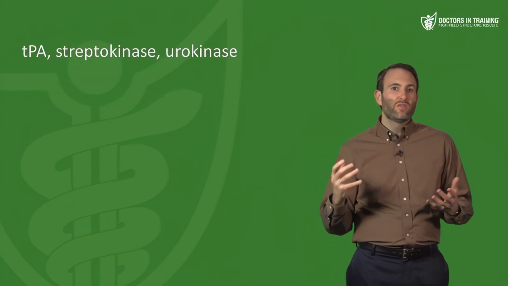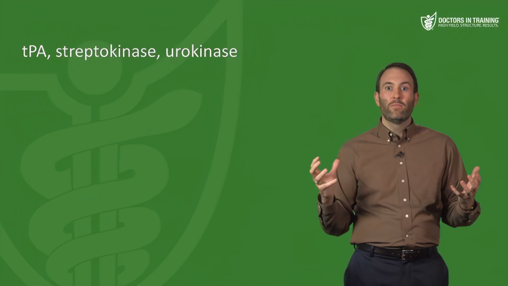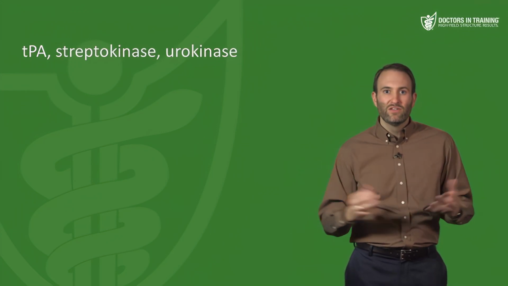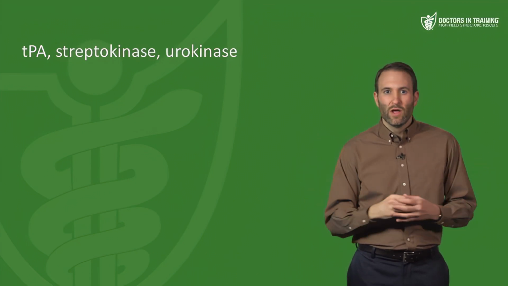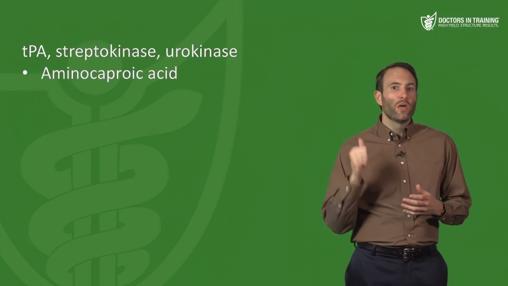Next, we have TPA, streptokinase, urokinase. These are the clot busters. They can save lives of patients who are having strokes or heart attacks, but they can also over-anticoagulate patients as well. And the antidote here is going to be aminocaproic acid.